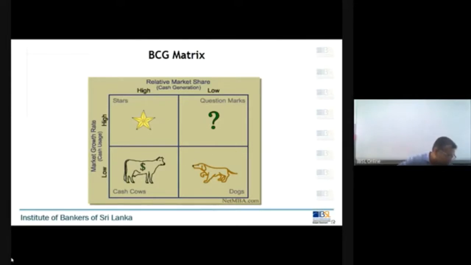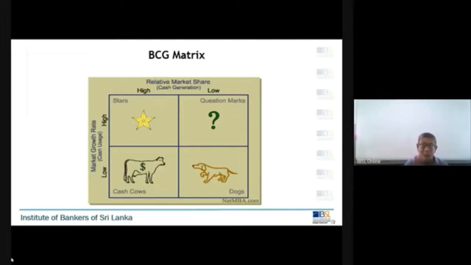CASA, current account, savings account balance. Likewise, you look at which products in your product portfolio give you high profits. And then you put all your products into these 4 quadrants, right? And you take some decisions. And this BCG matrix helps you take some good marketing decisions, like PLC, product life cycle. Now, having put your products into these quadrants, you can take some management decisions.